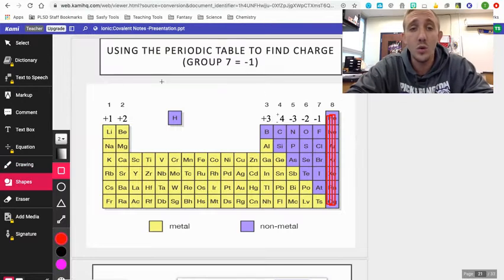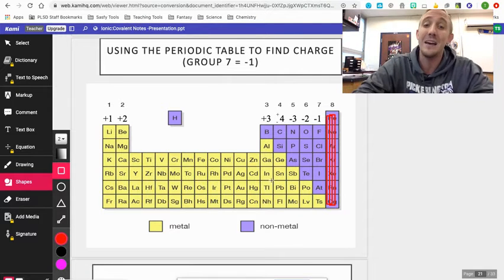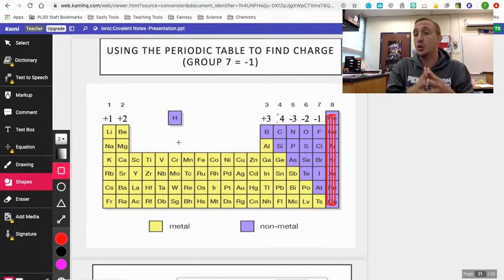In your notes, you've used your charge for each group. Group 1 has a positive 1 charge, Group 2 has a positive 2 charge, Group 3 positive 3, Group 4 positive or minus 4, then negative 3, negative 2, negative 1, and we're just going to ignore Group 8. You should have this periodic table out because you're going to want to use it.